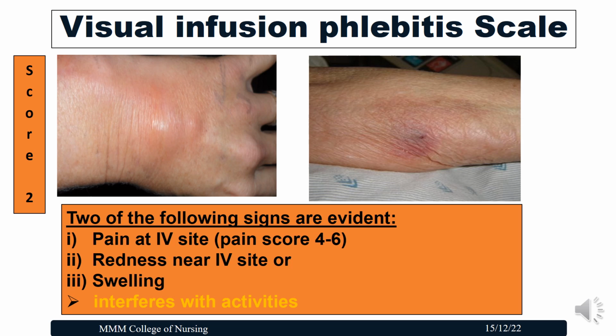VIP score 2: two of the following signs are evident. Any two of these three will be evident: pain at the IV site with a pain score of 4 to 6, redness near the IV site, or swelling. It will interfere with the activities, and the patient is unable to do the activities.